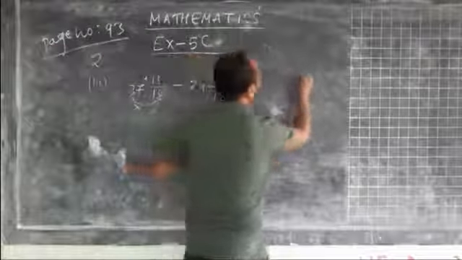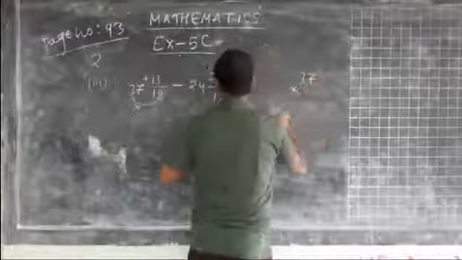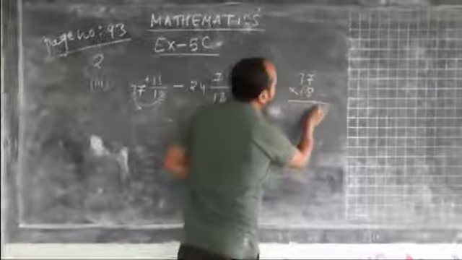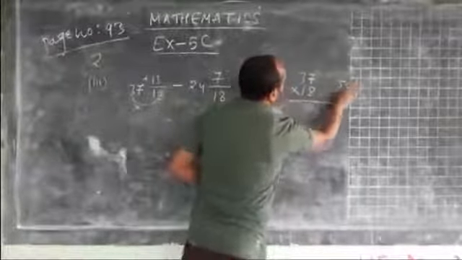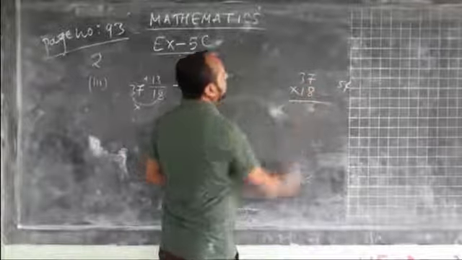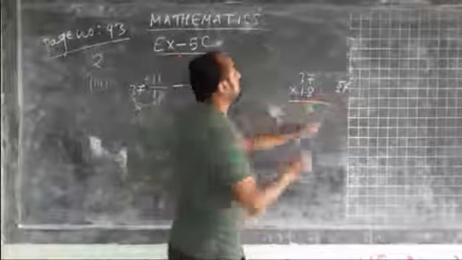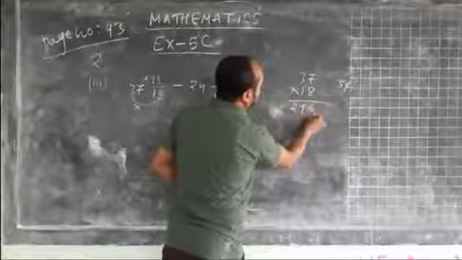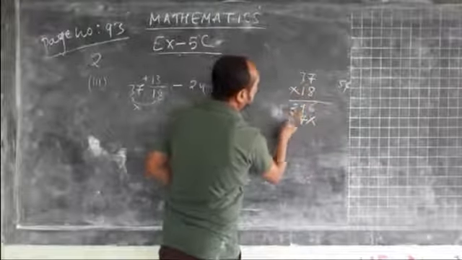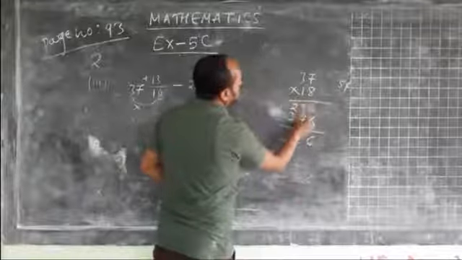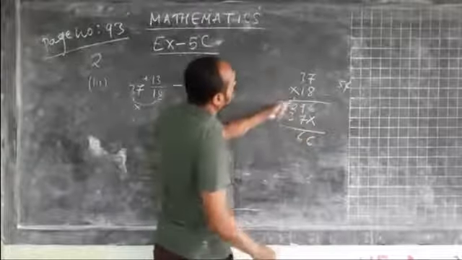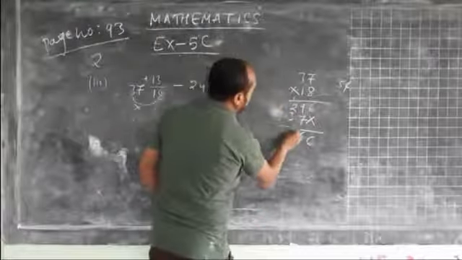So here 37 into 18. We will multiply this. So 8 7s are 56, so here 6, carry 5. 8 3s are 24. 24 plus 5 is 29. Then 1 into 37 is 37, and here 3 3. So here 6, 9 plus 7 is 16, 6 carry 1. So 2 plus 1 is 3, plus 3 is 6.